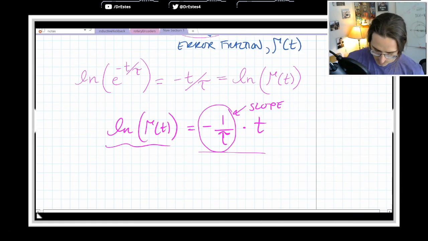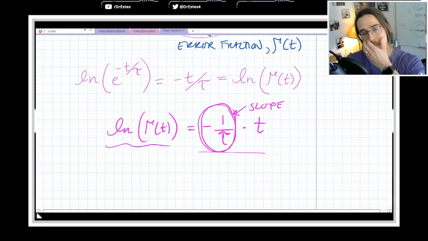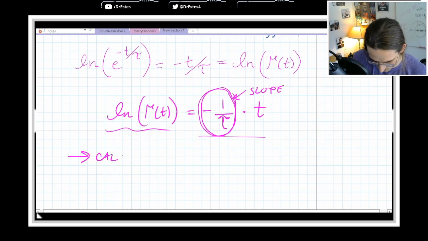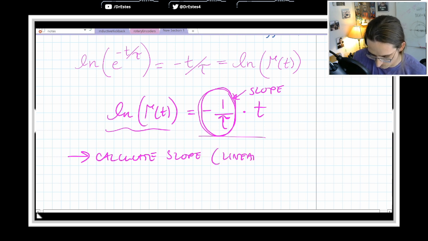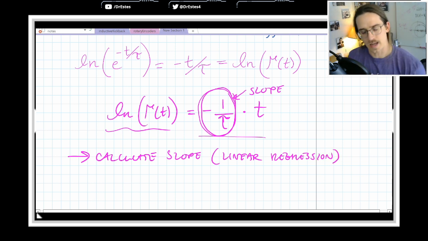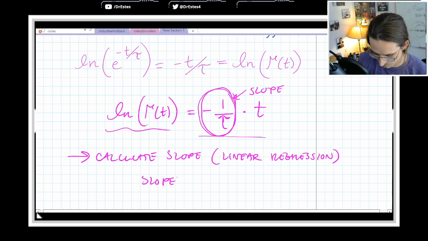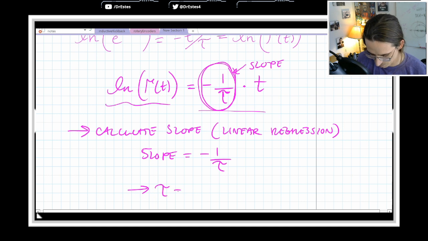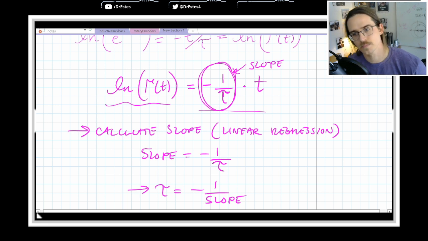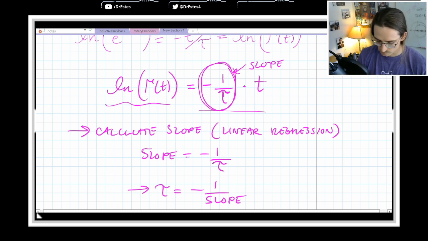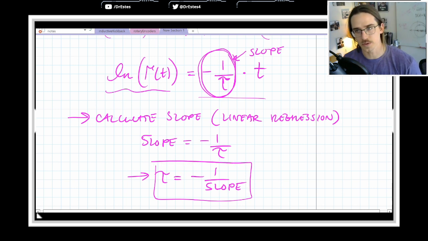So let's go back here really quick. The slope of this line is minus 1 over tau for a first order system. So here's what we're going to do. We're going to calculate slope. So we'll do a linear regression on that line. And then we know that whatever slope we get, that's minus 1 over tau. So our time constant estimate is going to be minus 1 over that slope. This is what we want to do.